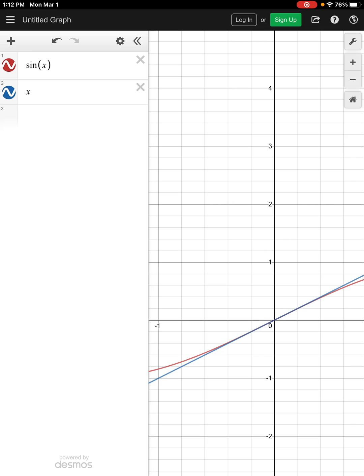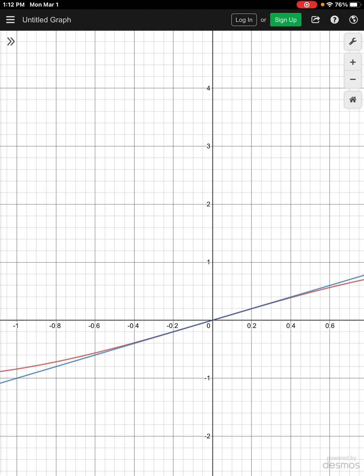So I can even see that at -1 and +1, already this is not a very good fit, because at -1, the blue line is really far away from the red line. How far away is close enough? It's a judgment call at this point. We're going to get more precise later. So we're going to make our judgment call.